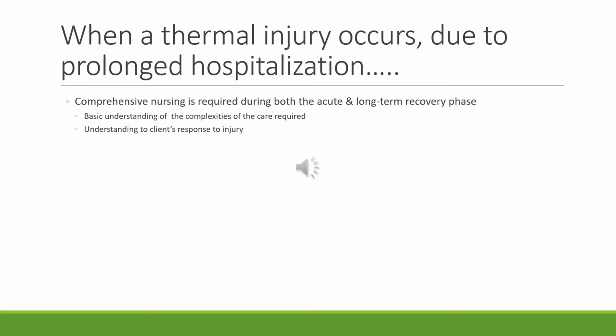When a thermal injury occurs due to prolonged hospitalization, we need to make sure that we are doing comprehensive nursing and that we are looking at both acute and long-term recovery phases. We need to have a basic understanding of the complexity of the care that is required. And again, like we talked earlier, how somebody with an inhalation burn can have problems with their airway. We need to make sure that we are monitoring that and providing good respiratory care for that patient. Also understanding the client's response to the injury. So looking at the individual patient and focusing on how we can help that patient best.